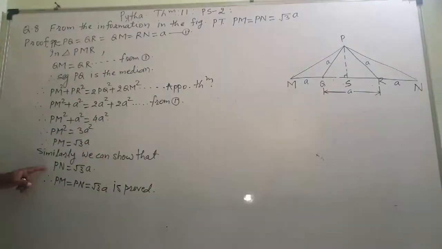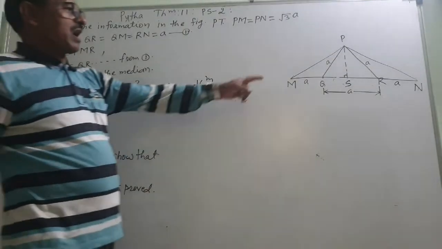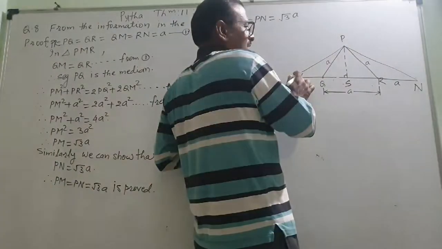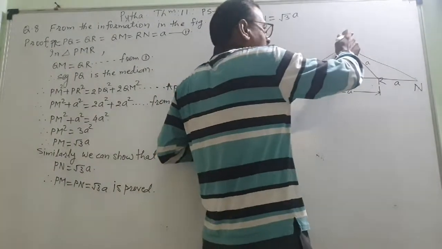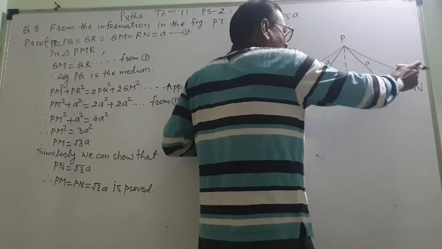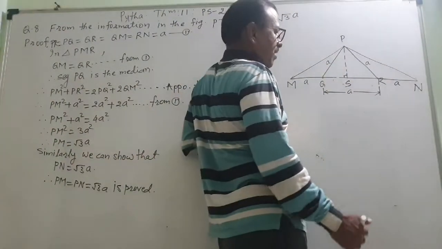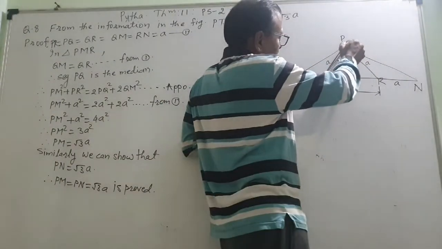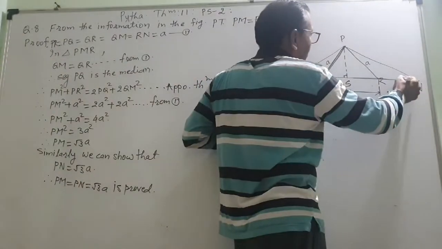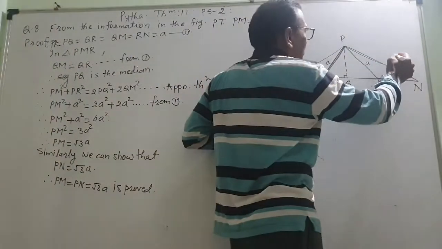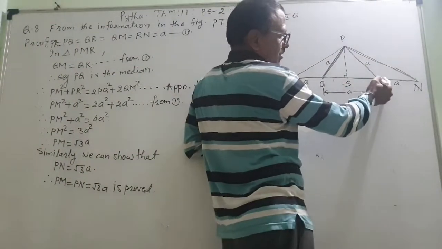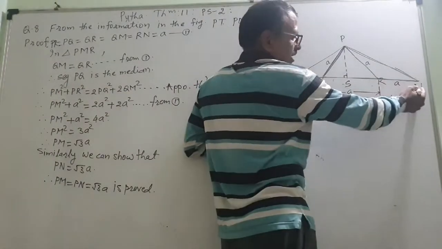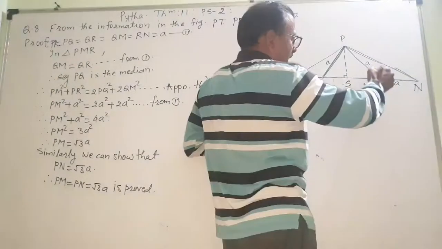Similarly, we can show that PN is equal to root 3A. This PM I have got, and this PN will also be root 3A. Why? That time I will consider this triangle. Similarly, we have stated. In this triangle, this is the midpoint because QR is also A and RN is also A. So this is the midpoint, so PR is the median.